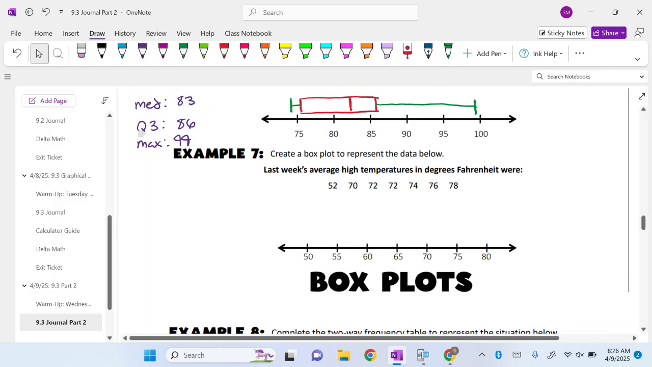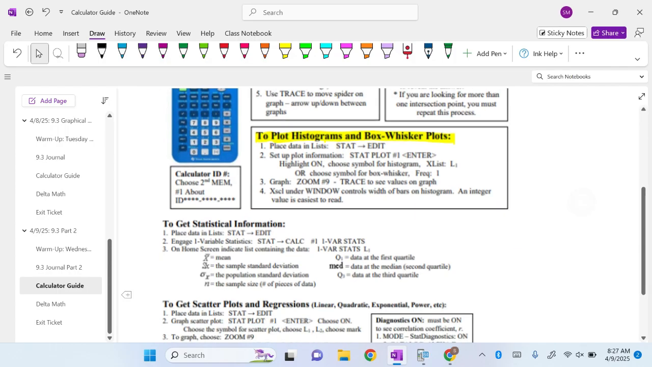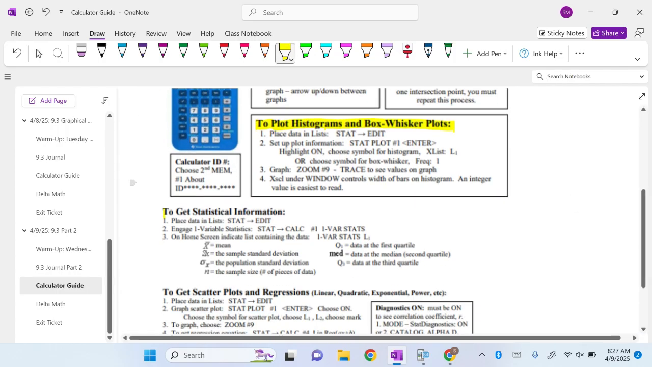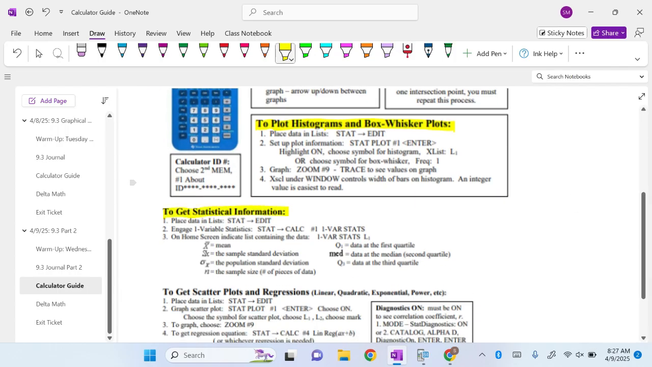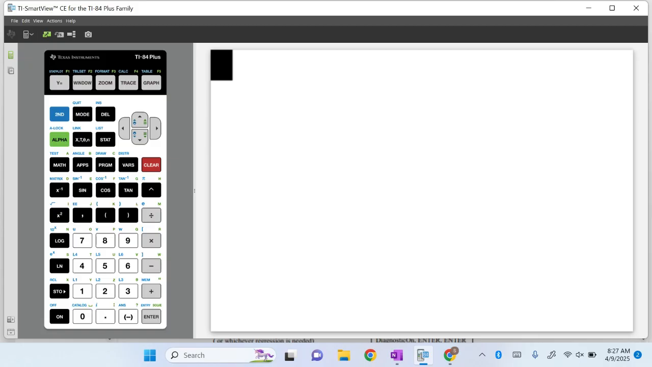So this is where you're going to want your green sheet. The steps that I'm referring to on your green sheet are the ones that say to get statistical information. Those are the steps I am referring to. So in your calculator, we're using example 7's data sets. The first thing we got to do is actually input our data set. Everyone should have their calculator out and everyone should be doing this along with me.